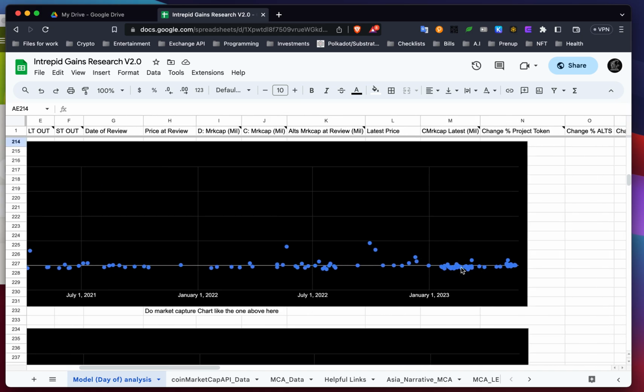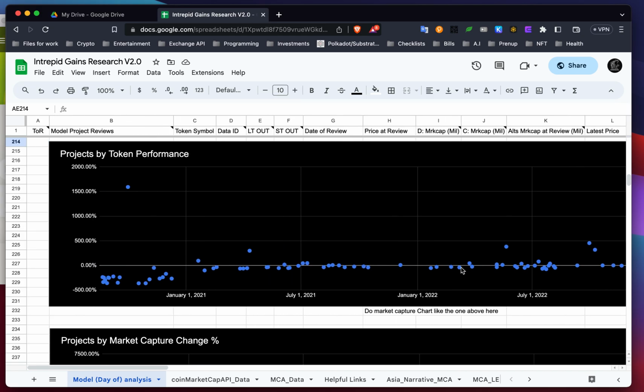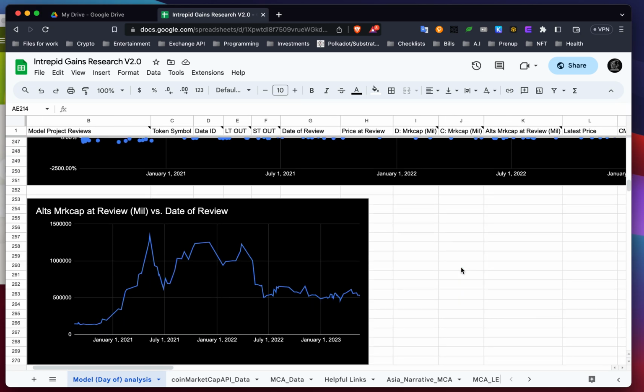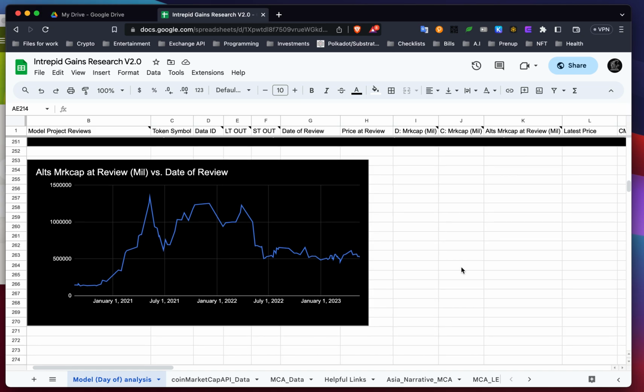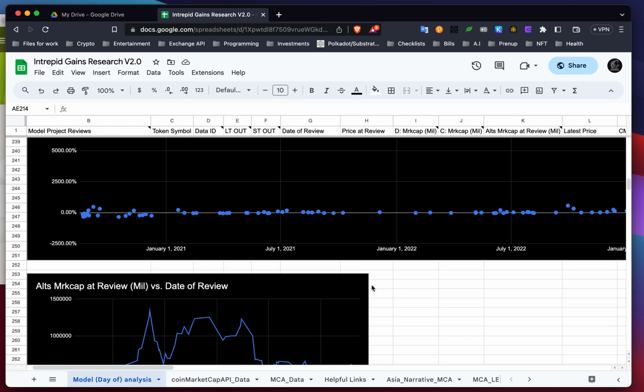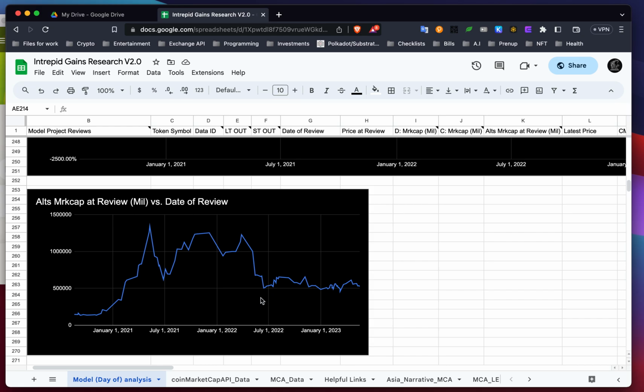And this is just investing in the token and how well that performs. This right here is basically just showing money flow into the alts. And so you can see we've been flatlined for a while. And if you start seeing this move up again, we may be entering another cash flow situation where a lot of cash is coming into the space. But right now it's kind of flatlined.